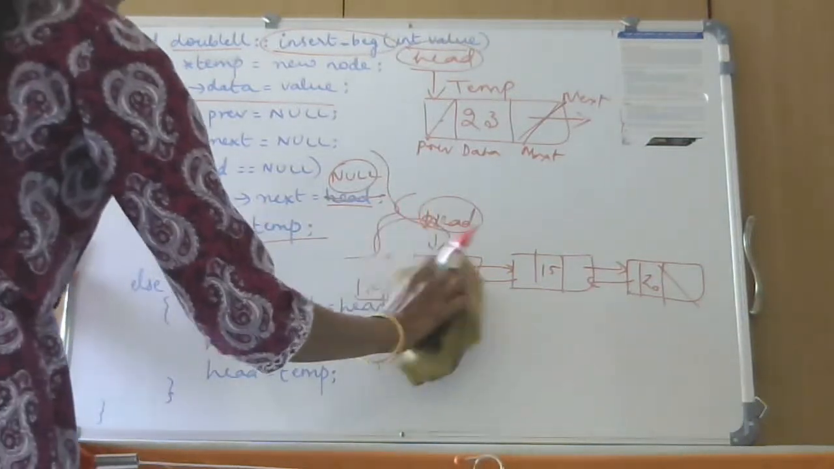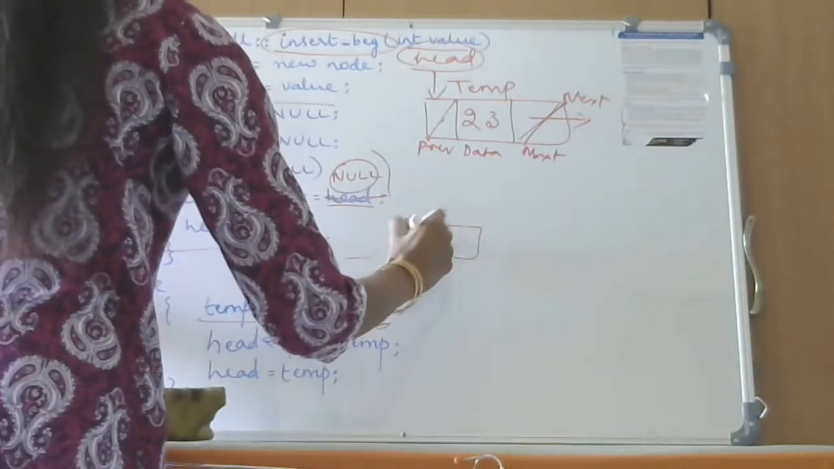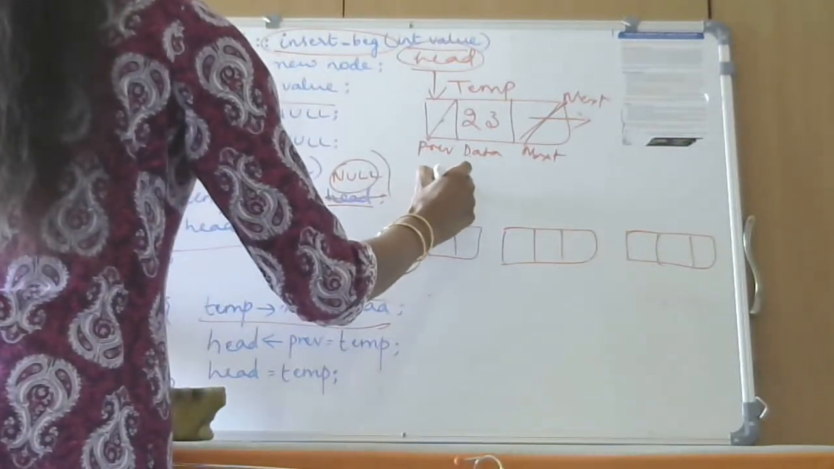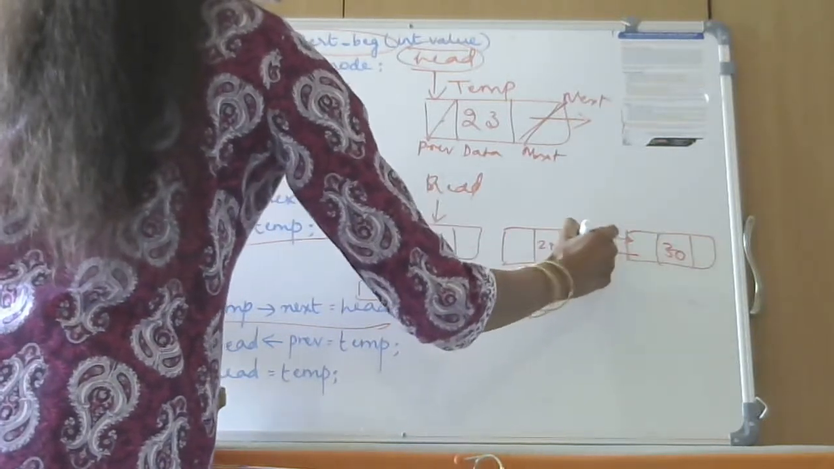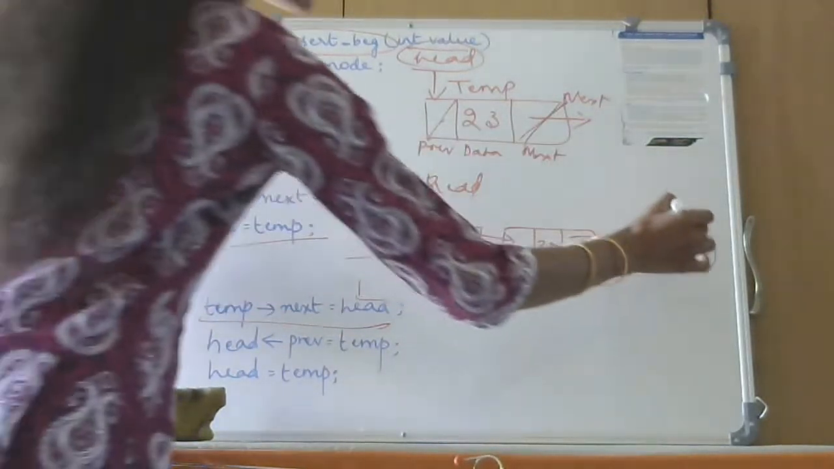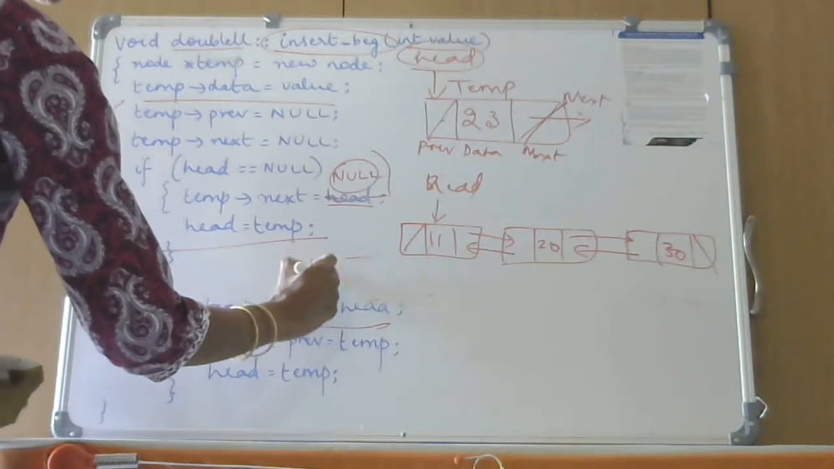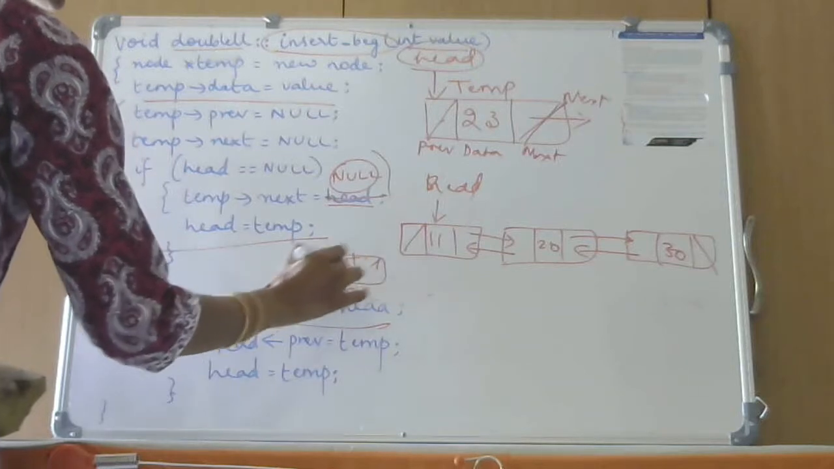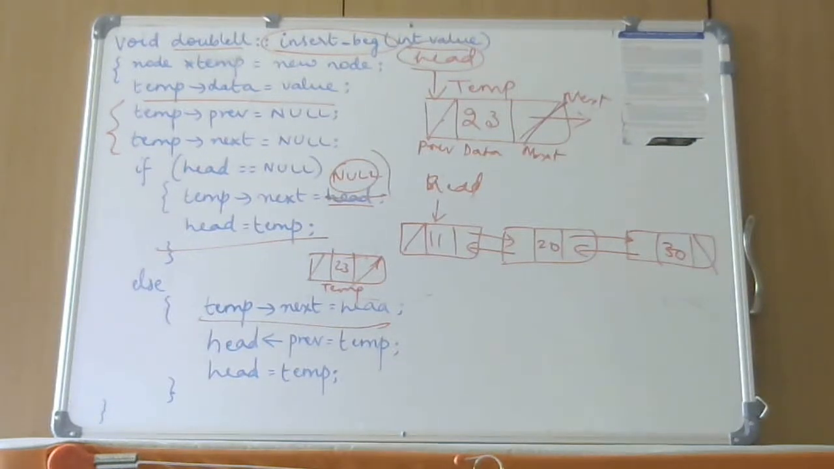Now I will show it again. So this is the list, and head is pointing at this first node. The nodes are 11, 20, 30. Previous of 11 is null because that is the first node right now, and next of 30 is also null. Now, I want to bring in this new node here, 23. This is my new node which is already ready. I want to insert it at the beginning. It should come here. So what are the changes that you have to make?